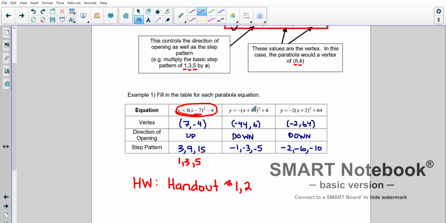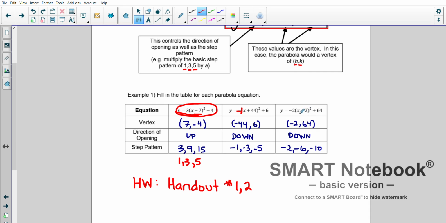Over here, I can identify the vertex because I'm going to use the opposite of this value within the bracket. So it's going to be (-4, 6). It opens down because this is a minus here. There's no number here, so we assume it to be a -1. And if we want the new step pattern, it's going to be -1, -3, -5.